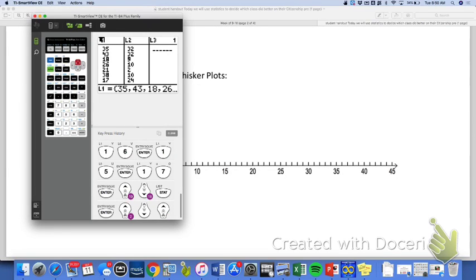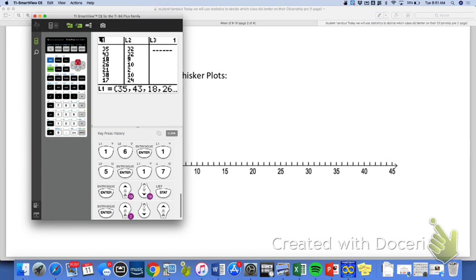I've typed second period scores into my L1. I've typed third period scores into my L2. I'm going to start off by doing the statistical analysis just of L1. What's my magic number that makes all the statistical magic happen? What's the button you always hit first? Hit to get to the stats.